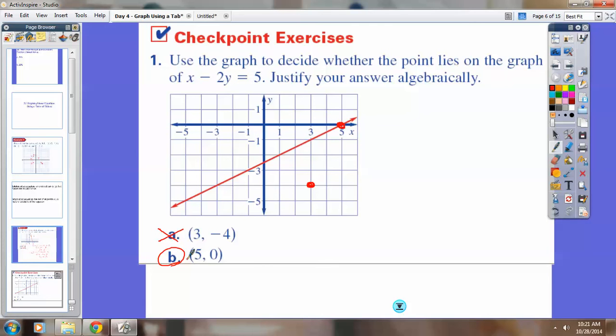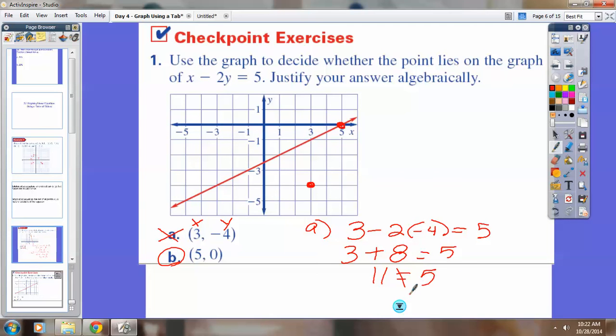Let's show algebraically that it is or is not a solution. Let's start with part A. I'm going to put 3 in for x and negative 4 in for y. We have 3 minus 2 times negative 4 equals 5. Here I have negative 2 times negative 4, which is positive 8. Is 3 plus 8 equal to 5? No. What does 3 plus 8 equal? 11. That does not equal 5. So that tells me right there that the ordered pair in part A is not a solution.